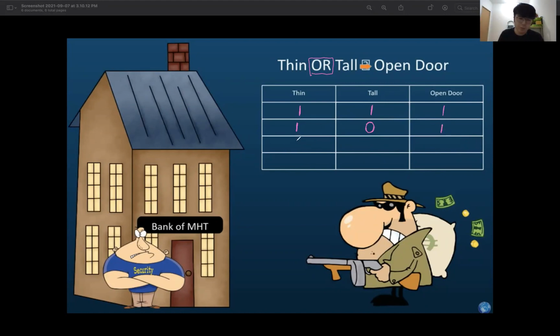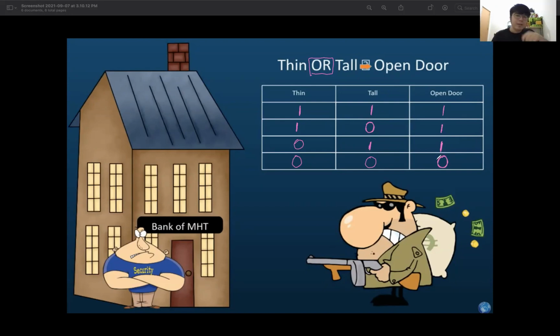The next one, 0, 1. So it's not thin but tall. 1 is fulfilled, yes, allowed to enter. So he can enter. And last one, neither one, 0, 0. So this is the only type of person not allowed to enter, 0. So by doing this, he has more customers coming in.